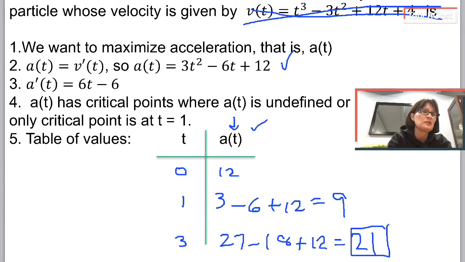The maximum acceleration achieved by that particle whose velocity was given is 21, and it happens at time equals 3.